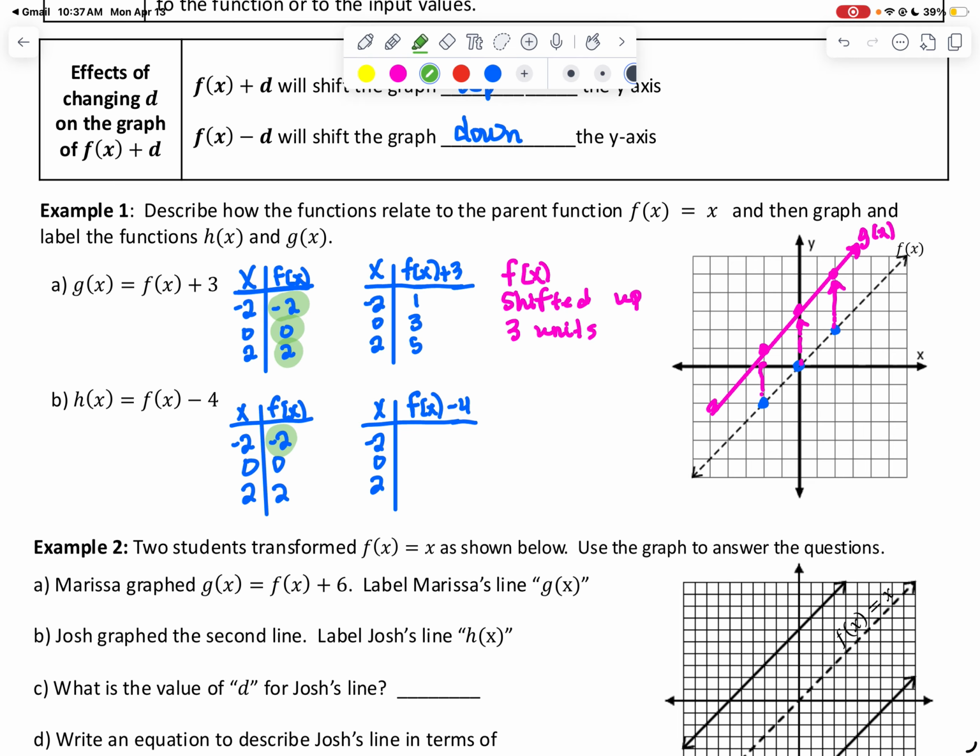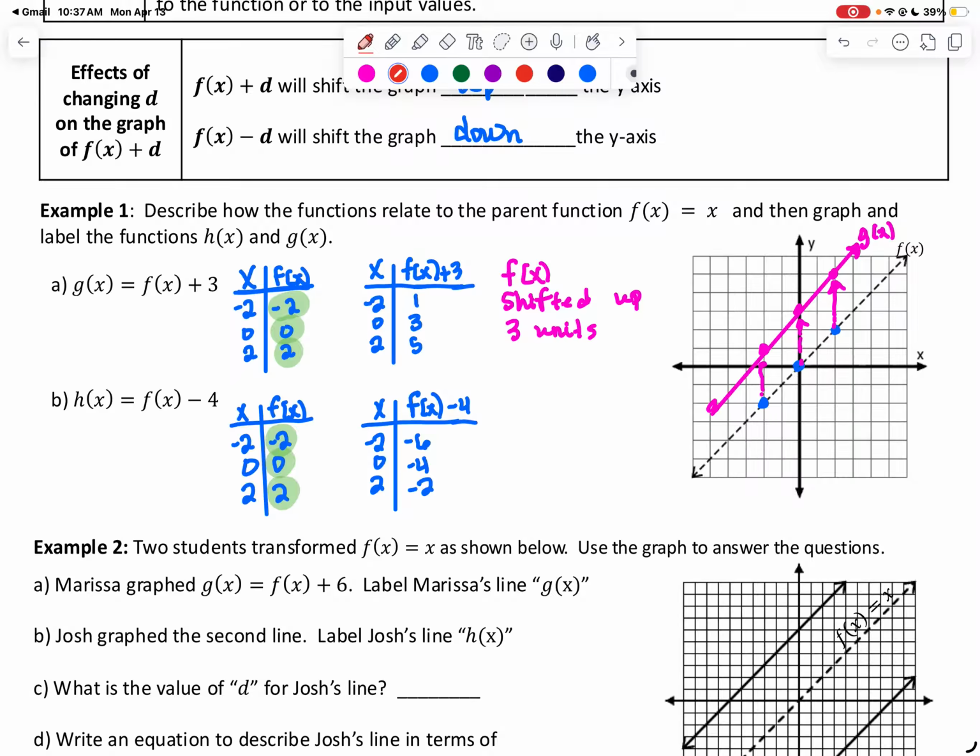So I'll start here, -2, and subtract 4, and that would give me -6. Then I'll go to my next f of x value, which is 0, and subtract 4, which will give me -4. And then go to my final f of x value, 2, and subtract 4, so that would give me -2. Now let's graph this in red.